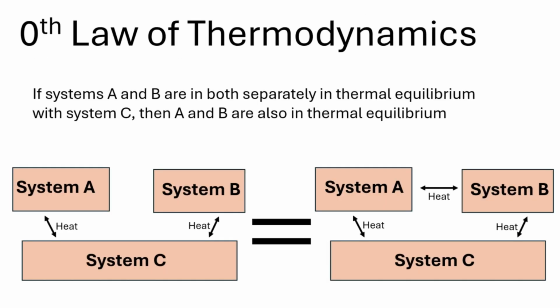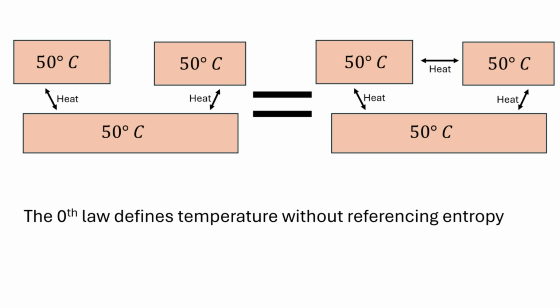And lastly, the zeroth law of thermodynamics defines thermal equilibrium. It says that if two systems are separately in thermal equilibrium with a third system, then the first two systems are in thermal equilibrium with each other. The main outcome of this law is that it provides a definition for temperature without needing to reference entropy, like how the second law does.